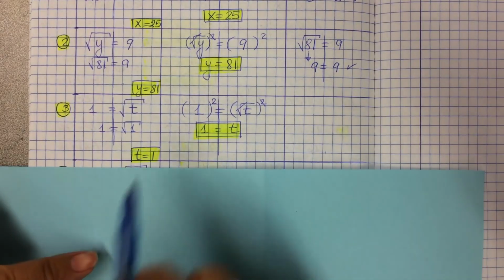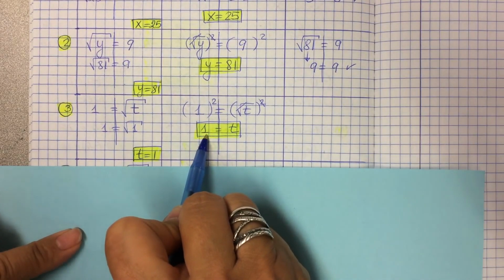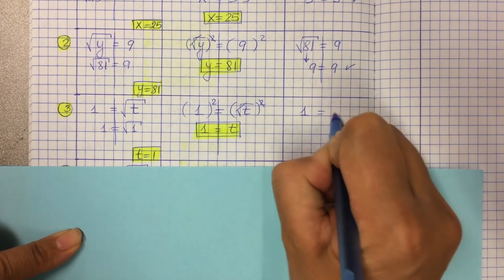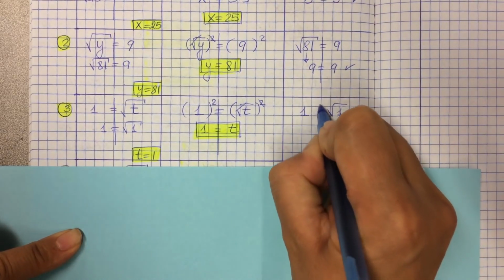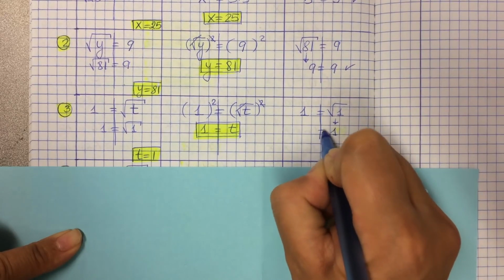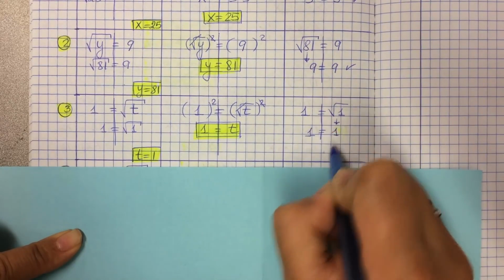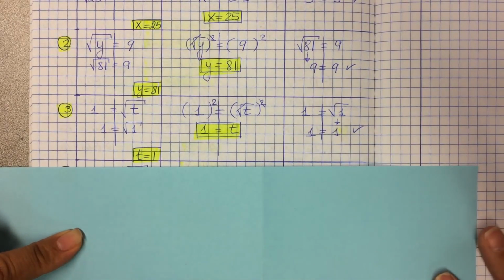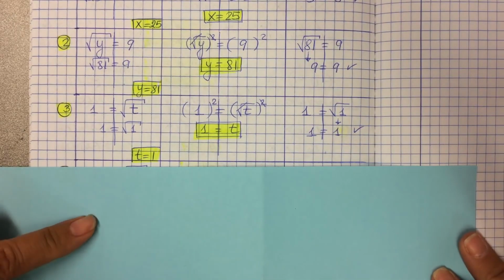To check, we substitute instead of t in the original equation. So 1 equals square root of 1. Square root of 1 equals 1. It's a perfect square. 1 and 1 on the left and right prove that the solution makes a true statement in the original equation.